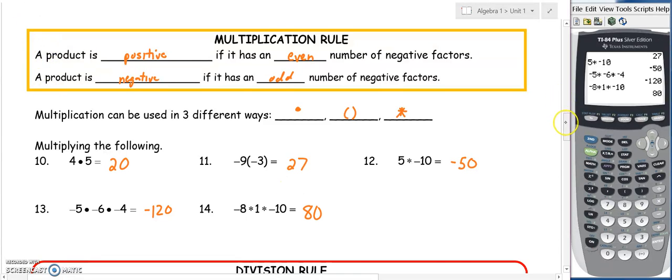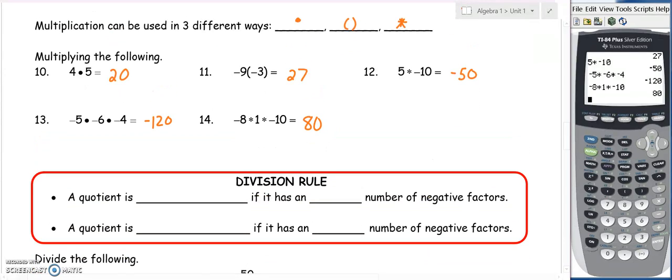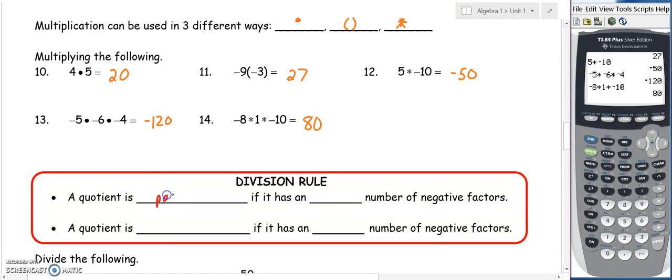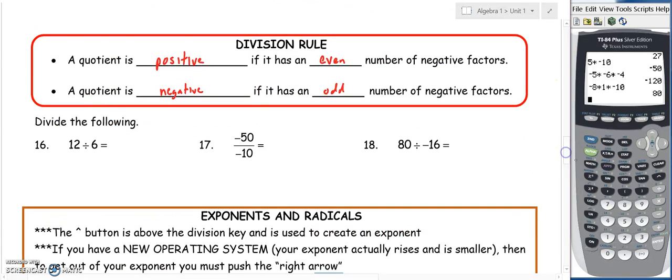Now let's look at the division rules. The division rules are going to follow the same idea, where a quotient is going to be positive if we have an even number of negative factors, and it's going to be negative if we have an odd number of negative factors. So let's try putting these into our calculator.